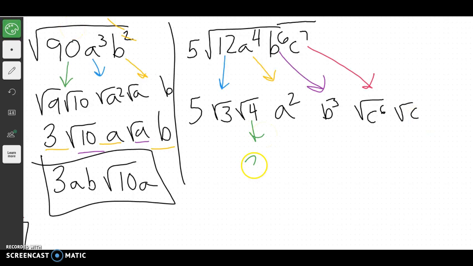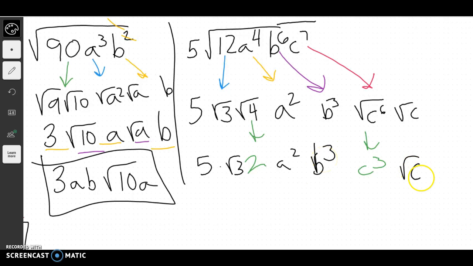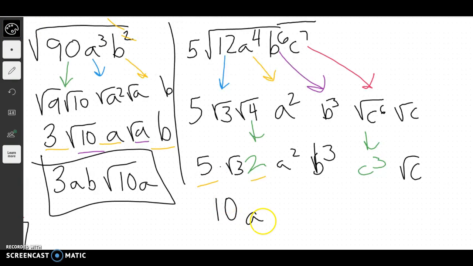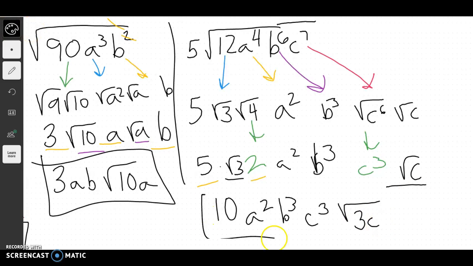Well, the square root of 4 is 2, and the square root of c to the 6 is c cubed. And now we have to combine that with all our other things. So again, I'm going to combine the stuff that are outside the radicals. These numbers can multiply, so I can get 6, a to the second, b to the third, and c to the third. And then I can combine my square roots, and my square roots would give me 3c. And that would be my final answer.